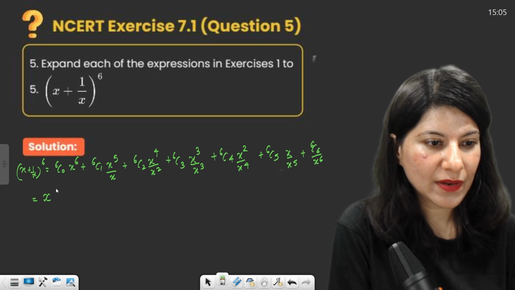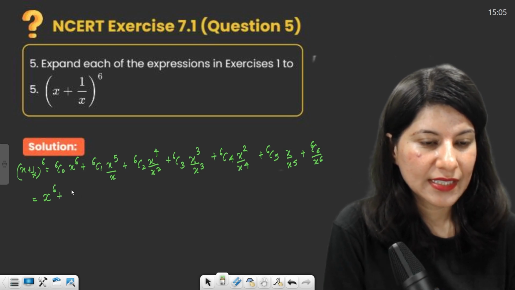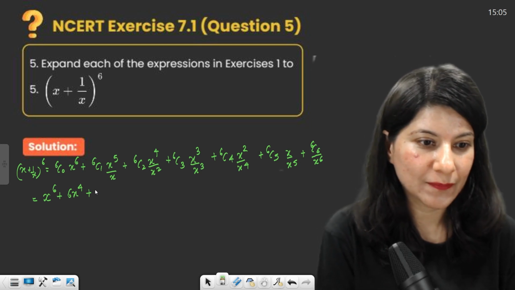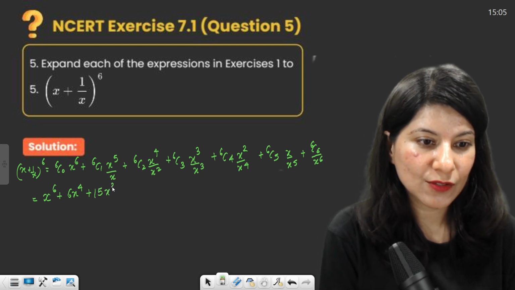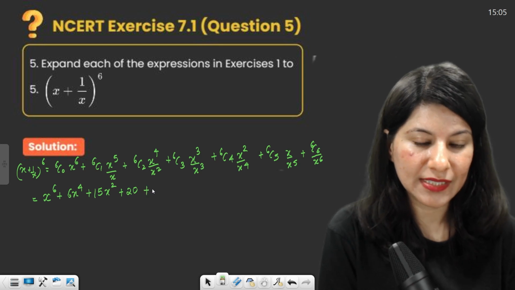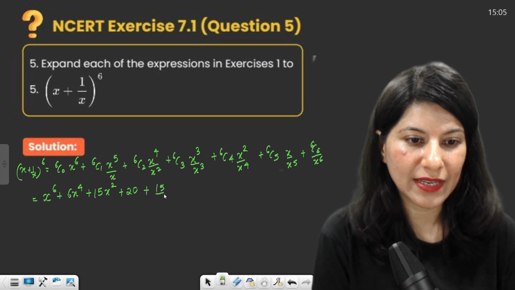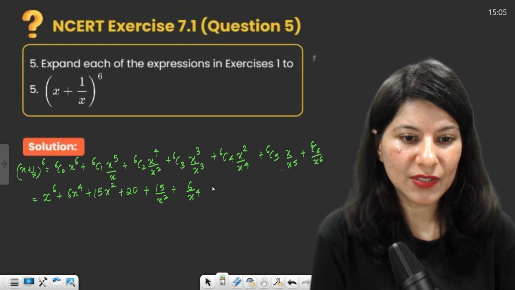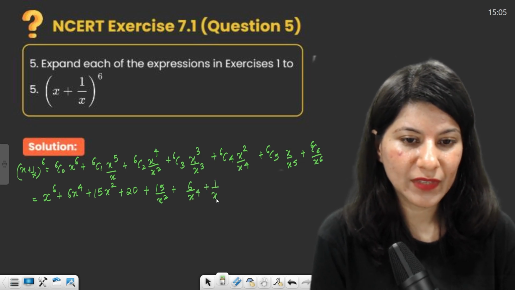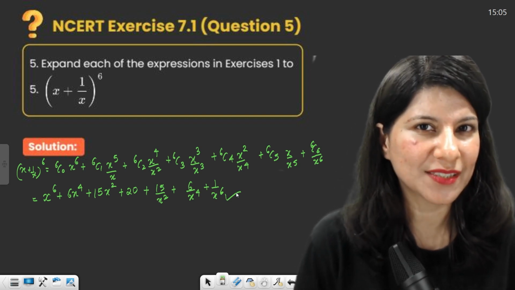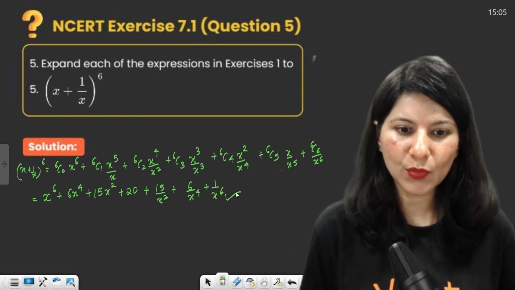So this is x^6 plus 6x^4 plus, now 6C2 will be 15, 15x squared. Then we are having 20. Plus we are having 15 by x squared. So terms are symmetric. Now we can see that there is some symmetricity involved over here, which makes the expression look a little bit symmetric. Not the exact symmetric, but a little bit symmetric. This is how question 5 is done.